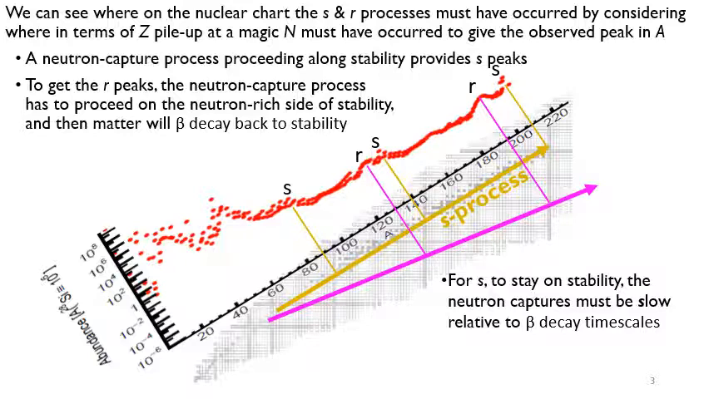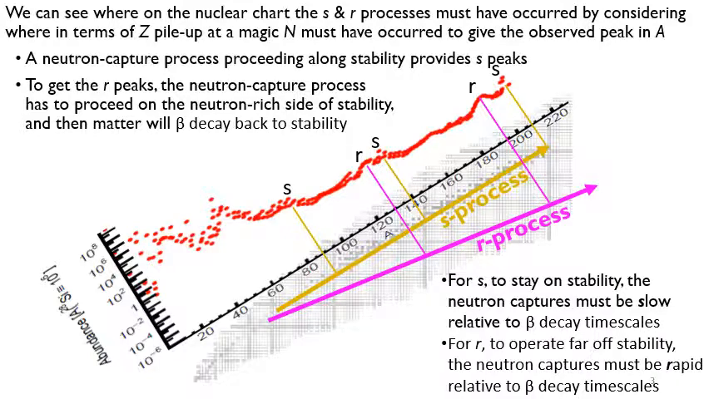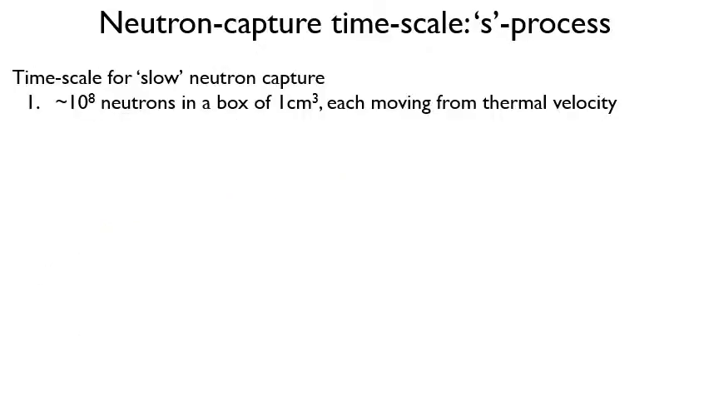So this S process must be slow relative to beta decay timescales. That's what the S stands for. And the R process must be rapid relative to beta decay timescales. That's where the R comes from.